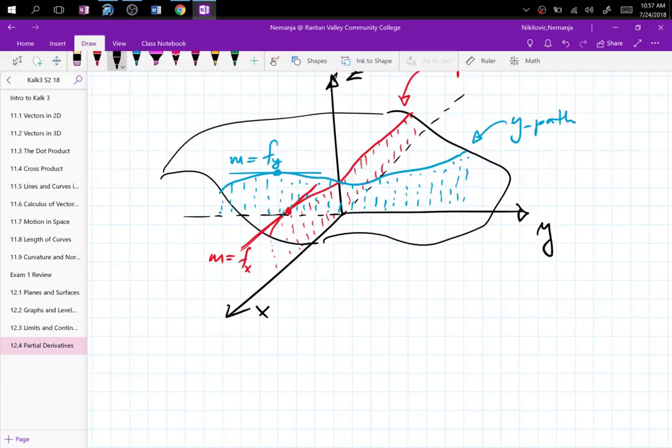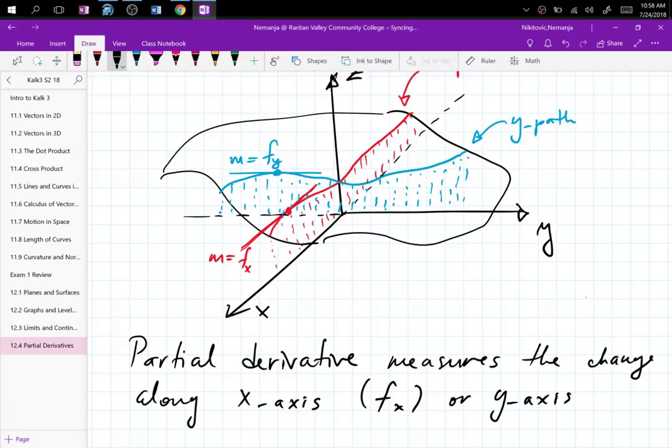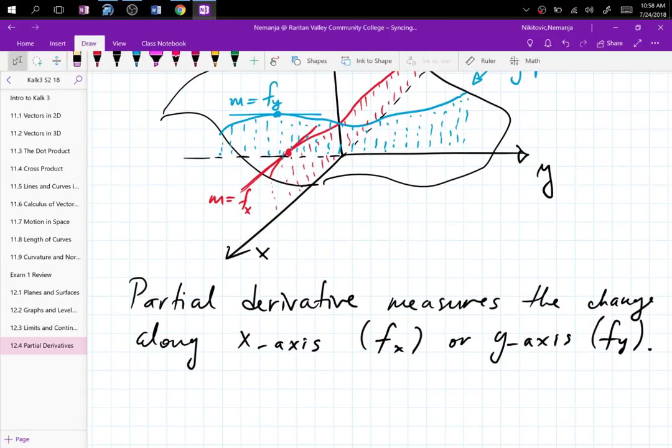So partial derivative measures the change along x-axis, that would be partial derivative with respect to x, or y-axis, which would be partial derivative with respect to y. So these are the two partial derivatives, and they measure the change only along those axes.